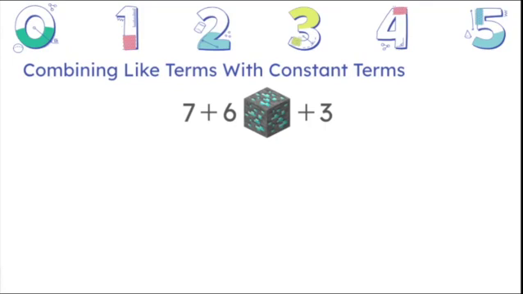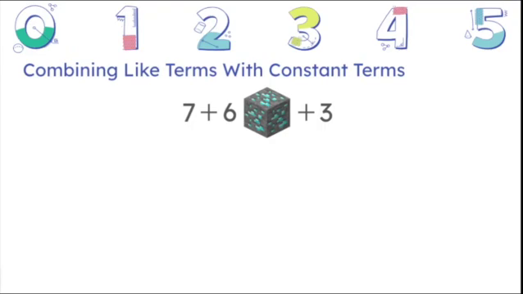Let's look at this expression here. We have 7, just the number 7, plus 6 diamond blocks, which is actually a pretty good haul when it comes to diamonds in Minecraft, and then plus 3, just the number 3. 7 and 3 are just regular numbers. They're not tied to the variable as coefficients, so we call them constant terms. In this expression, there are 2 constant terms, so we can combine them together and simplify.